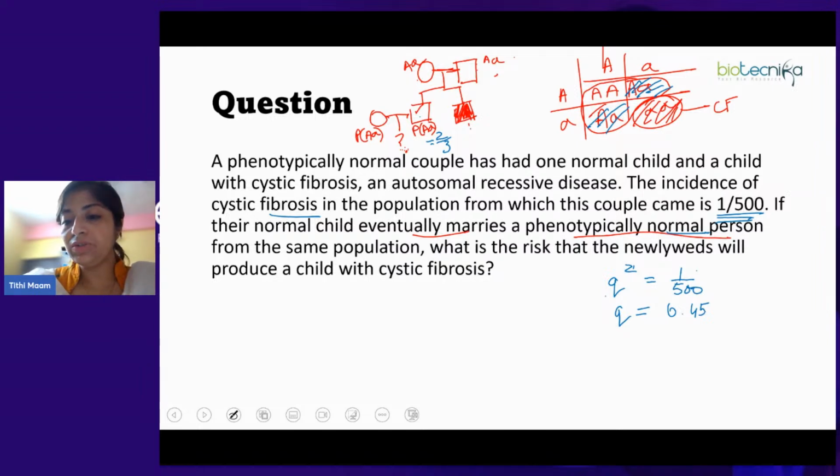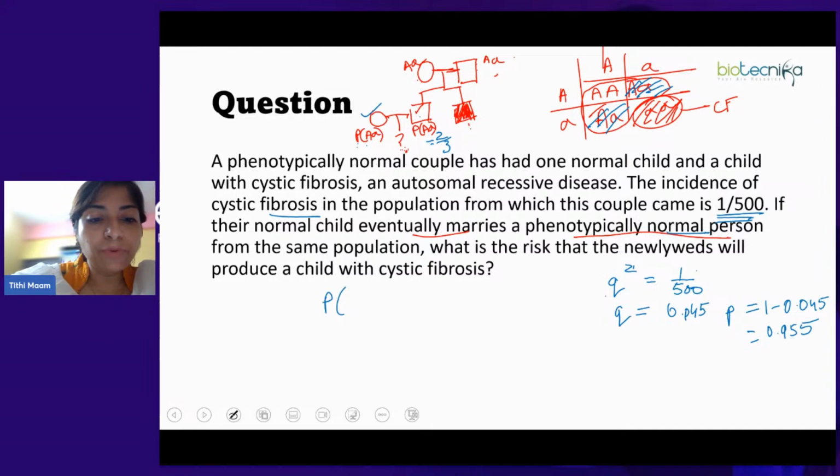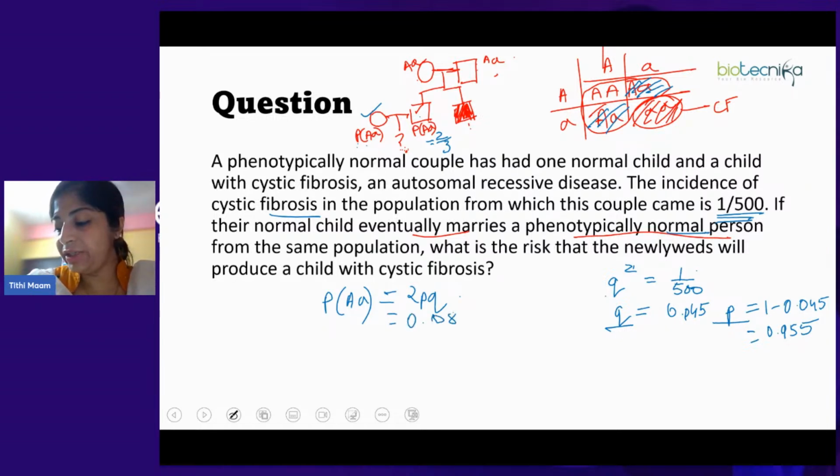If q is equal to 0.045, then what will be p? p will be equal to 1 minus 0.045, which is 0.955, right? Now, what is the probability that she is a heterozygote? Because she is coming from the population, the probability of her being heterozygote will be equal to 2pq. The values of p and q we have determined here, so it will be equal to 0.086. So the probability of this partner being heterozygote is 0.086.